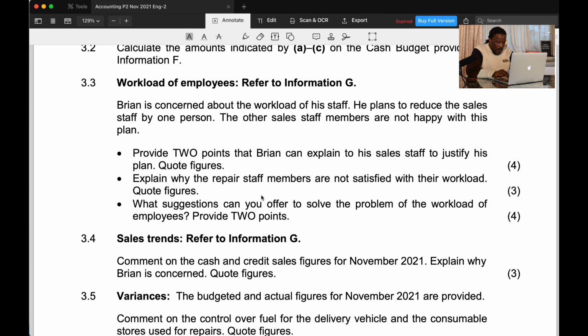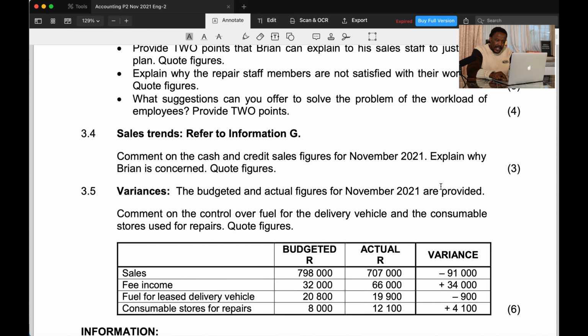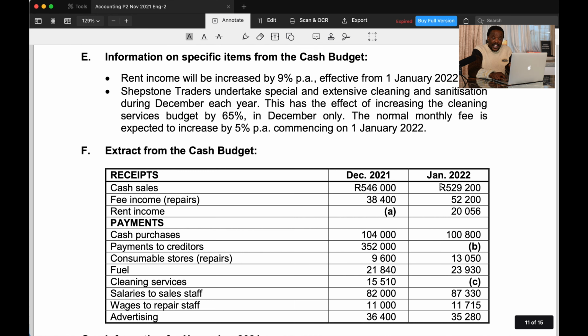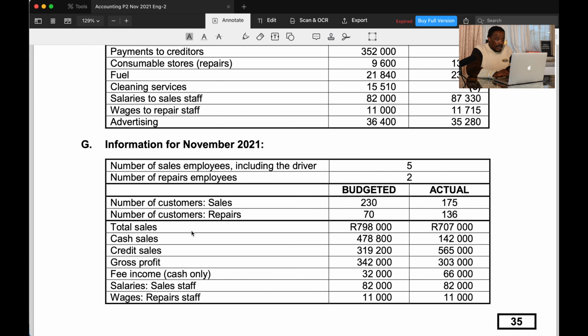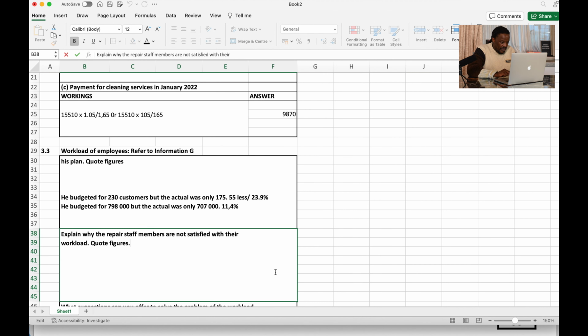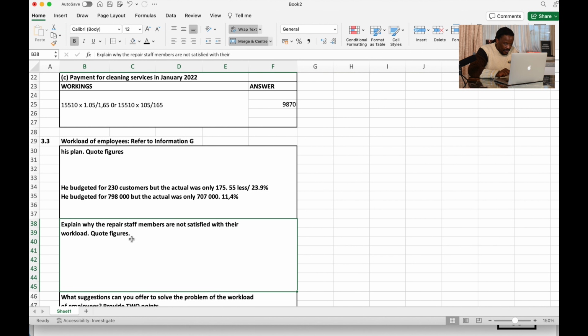Then the next question is 3.3, explain why the repair staff members are not satisfied with their workload. Quote figures. We look at the repair staff now. It's easy. These are independent marks that you get by looking at the information given, which is G. Now, repair staff. We have 2 repair staff. Number of customers, budgeted 70, but actual 136. More. Actual. You just write that.